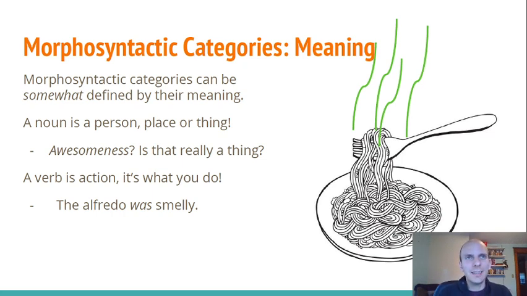If a verb is an action, and we have a sentence like, the Alfredo was smelly, see our wonderful picture over here, is that something that it's doing, that was? No, it's kind of just a state of being, right? So this works, but only to an extent. There are these outliers, these things that don't quite fit. And we'll find that to be the case with every morphosyntactic category. Actually, more so the case with other categories like prepositions or complementizers. What meaning do we assign to that category? It's more functional. So this is not going to get us exactly where we want to be. That's the take-home point there.